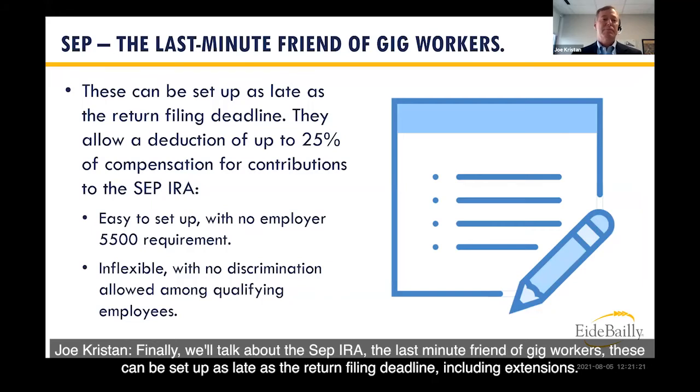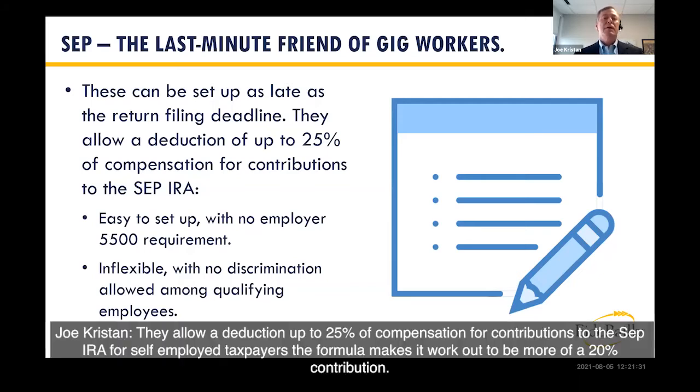Finally, we'll talk about the SEP IRA, the last minute friend of gig workers. These can be set up as late as the return filing deadline, including extensions. They allow a deduction of up to 25% of compensation for contributions to the SEP IRA. For self-employed taxpayers, the formula makes it work out to be more of a 20% contribution.